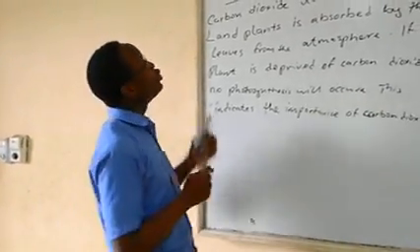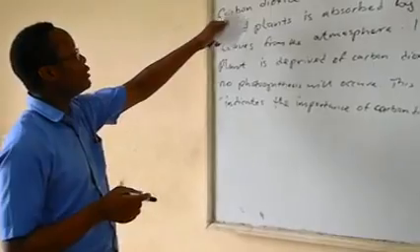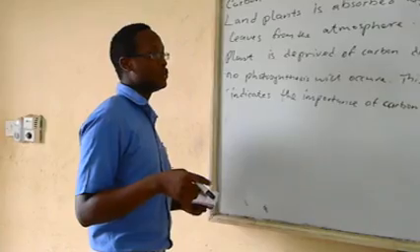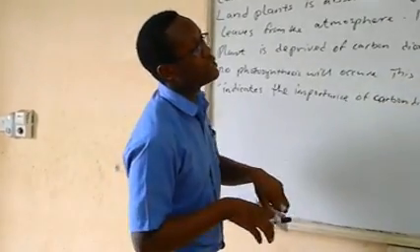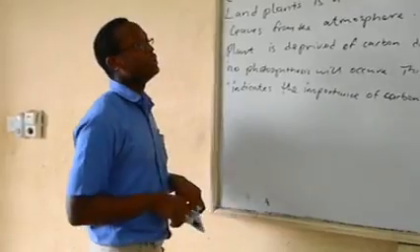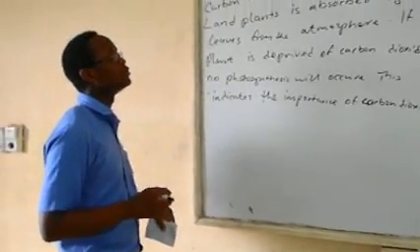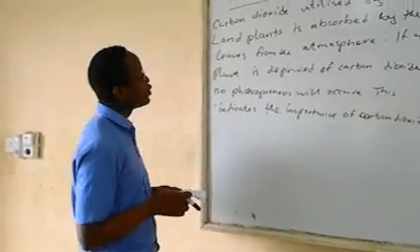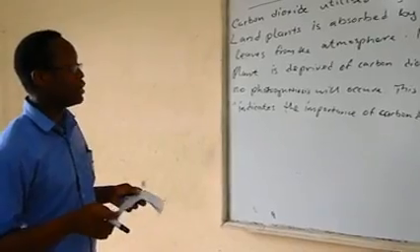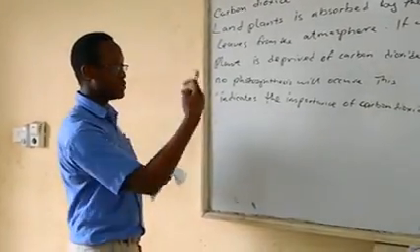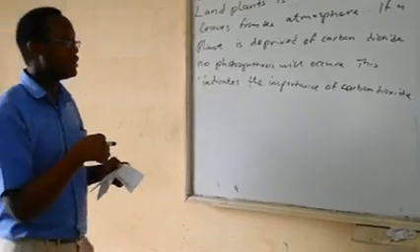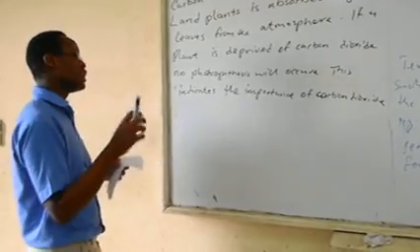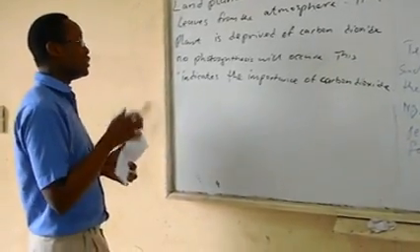An experiment to show the importance of carbon dioxide in photosynthesis is when part of the leaves is placed in a bottle containing caustic soda, which absorbs carbon dioxide from the atmosphere of the leaf. Later, it is tested and it doesn't turn blue, which shows carbon dioxide is very important in photosynthesis.